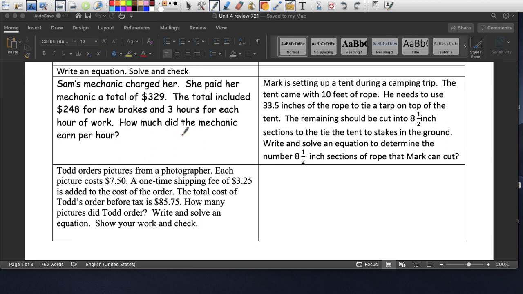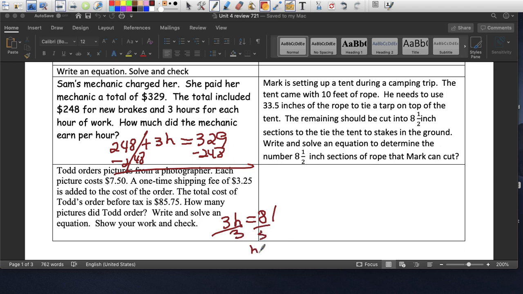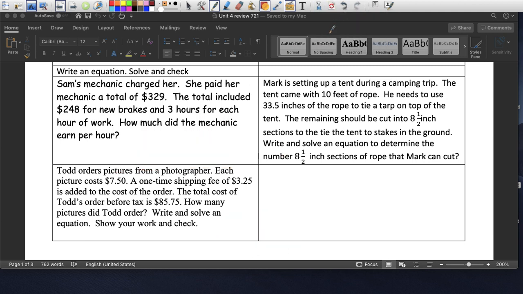So mechanic, she spent a total of 329. So here's my equation. It spent $248 for new brakes and $3 for each hour of work. So how much did the mechanic earn per hour? So we paid them $248 for the parts plus 3h, right? 3 hours of work. So we can use this equation. Minus 248, minus 248 on both sides. That crosses over. 3h is going to be equal to, I have no idea, 329 minus 248 equals 81. Divide by 3, h is 27. So how much do we pay the mechanics per hour? $27 per hour, to make quite a decent amount.